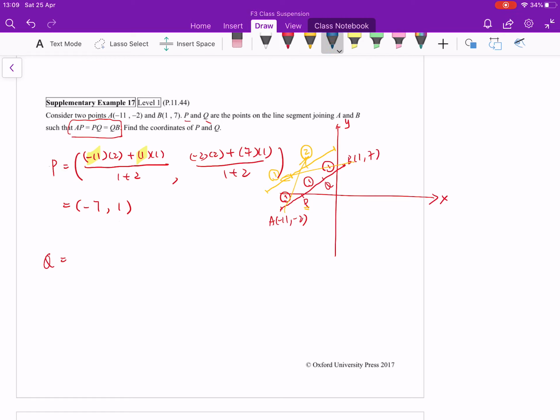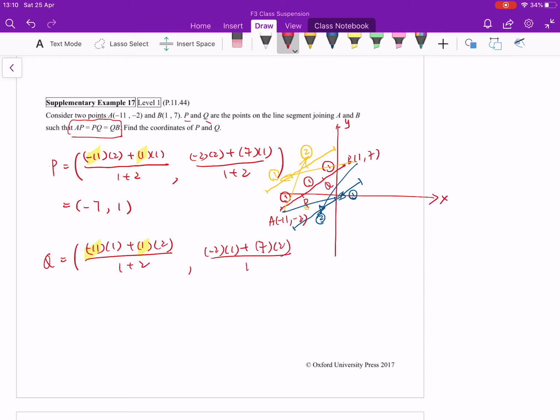But this time when you are talking about Q, the ratio is a bit different. This time this is 2, this is 1. So multiply it, multiply it. So x first, -11, 1 plus 1, 2, 1 plus 2 again, and then replace the x coordinates by y. So this time it should be -2, 1, 7, 2. Calculate our final answer. -11, -9, so -3, -2, 14, so -12, so -4.